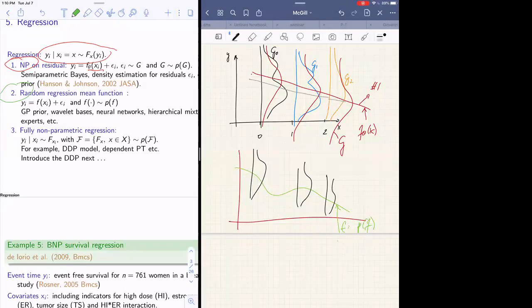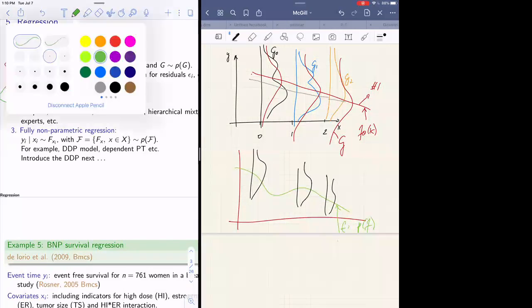That's also being done. Then you would need a prior for the green guy. You would need a prior for that regression mean function. We didn't talk about that. Yesterday we only talked about BNP priors for unknown distributions, but there's a whole literature also for BNP priors on unknown mean functions. They are also infinite dimensional creatures, and we can put probability models on them.